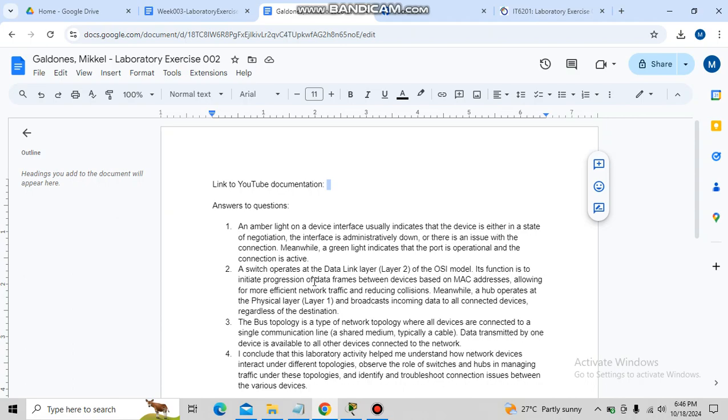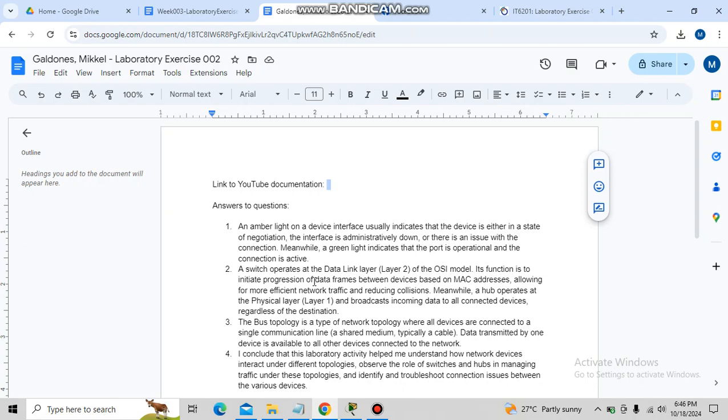hub. So a switch operates usually at data layer 2 of an OSI model. And so its function is to initiate progression of data frames between devices based on MAC addresses, allowing for more efficient network traffic and reducing collisions. Meanwhile, a hub operates at the physical layer, which is layer 1 of an OSI model or an open systems interconnection model, and it broadcasts incoming data to all connected devices regardless of the destination.